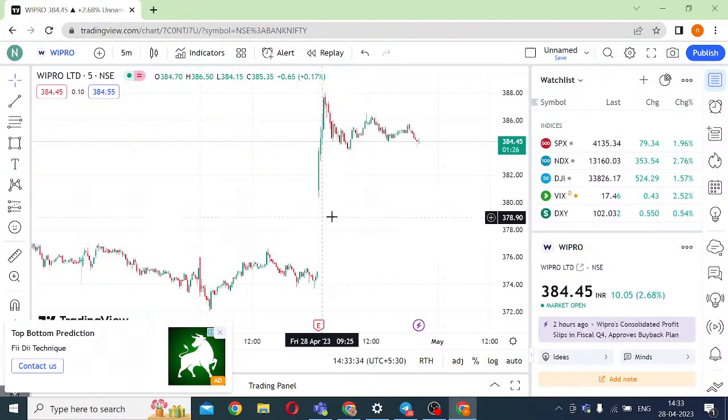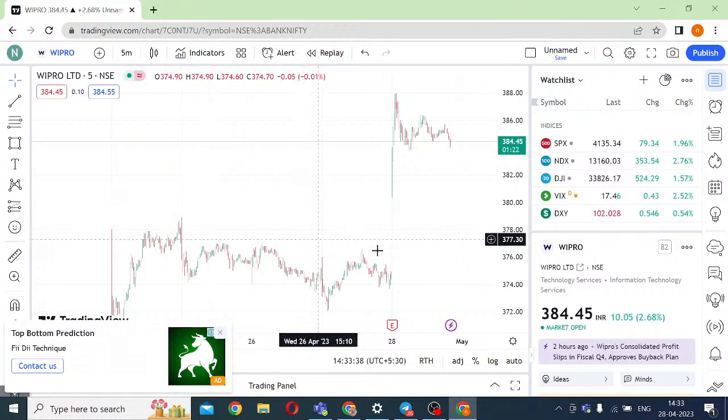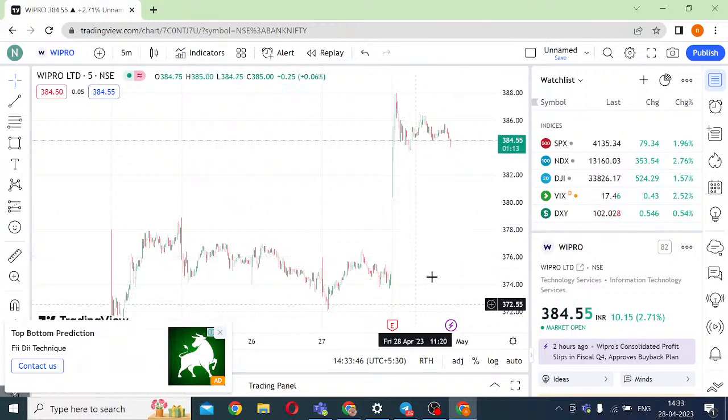Okay, Wipro, we had clearly said it's a long. Unfortunately, the level did not trigger, but the results were fantastic. I was hoping that we may get a buy around 374 levels. Some of them, sorry, what is the reason for taking the short trade on Bank Nifty, Nanda?